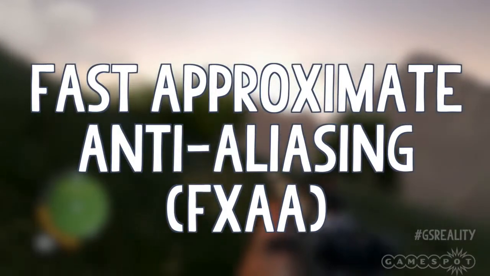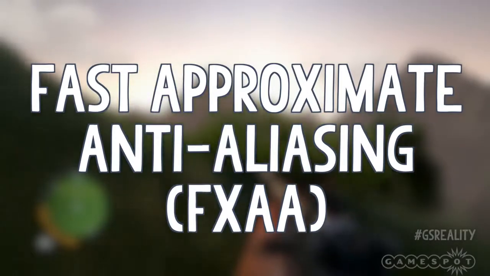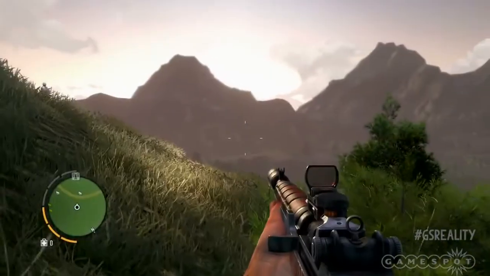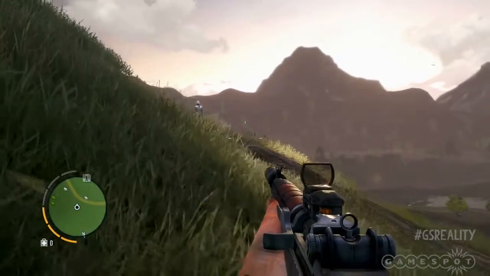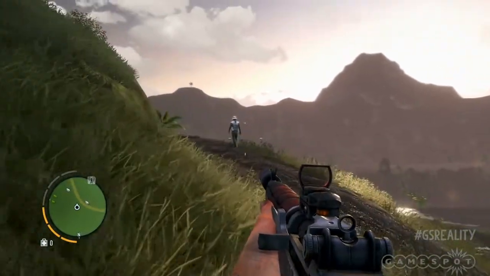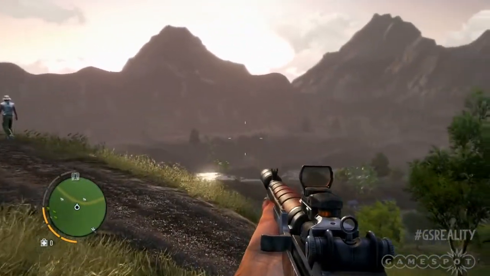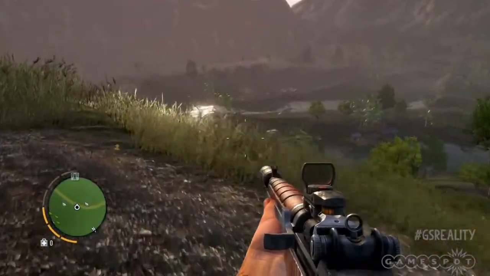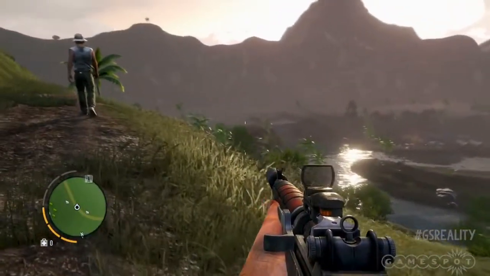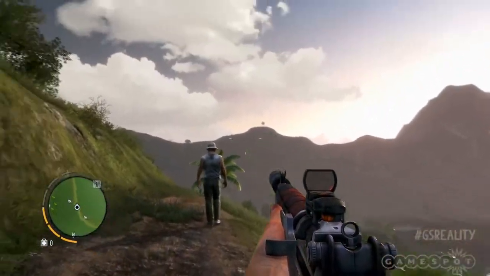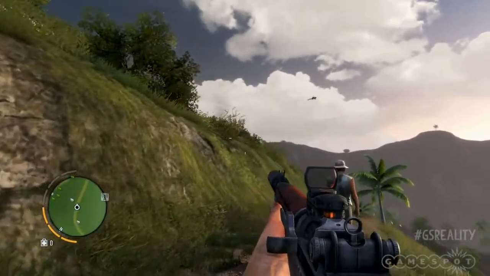Fast approximate anti-aliasing, or FXAA. Now this is the fastest and least process-heavy mode of all anti-aliasing. The reason is that it doesn't use high-resolution frame data. Instead, it's applied straight to the pixels on screen at the resolution you're playing at. It's more blurry and doesn't look quite as good, but it's significantly less demanding.